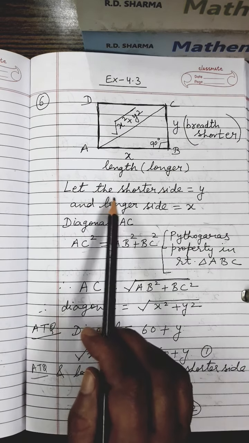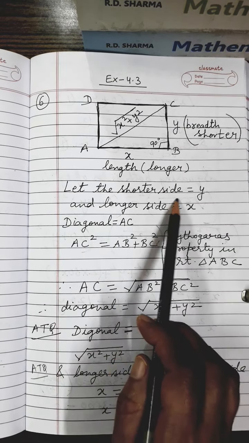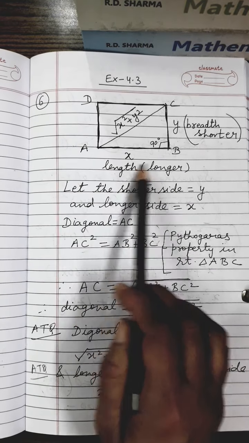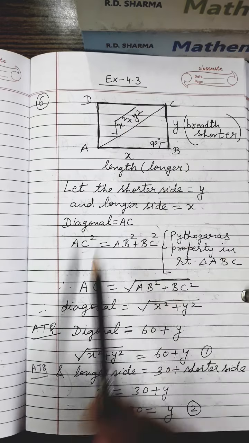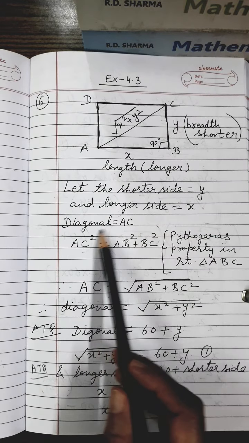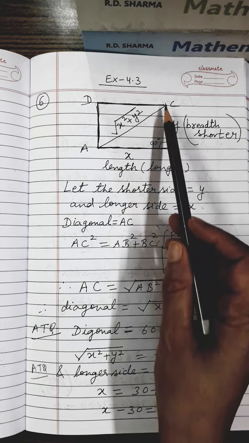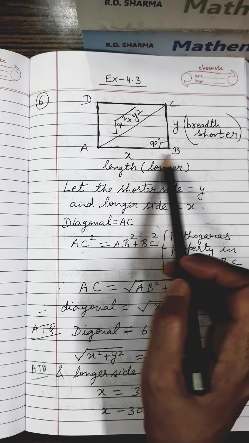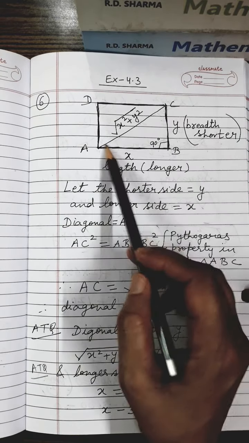So according to your question, let us assume the shorter side is y and the longer side is x. So for length I write down x and for breadth I write down y. And AC is the diagonal. So diagonal equals AC. So what do you see in this rectangle? It is a right angle triangle. ABC is a right angle triangle.